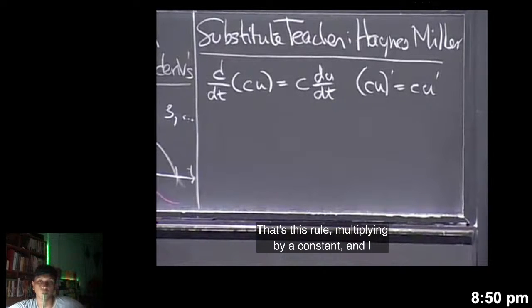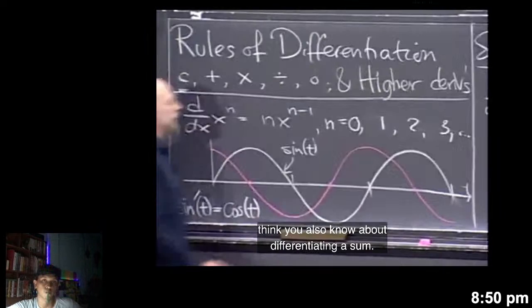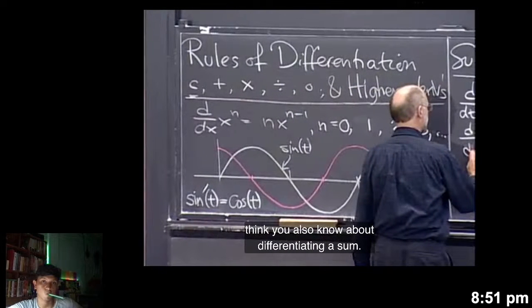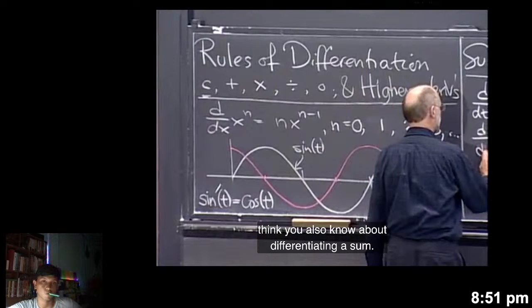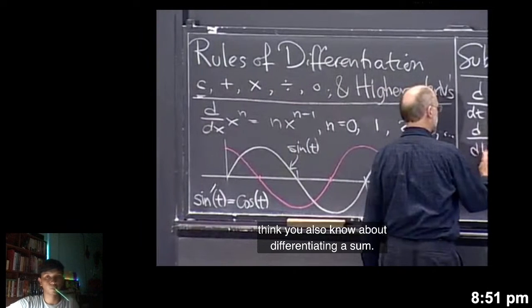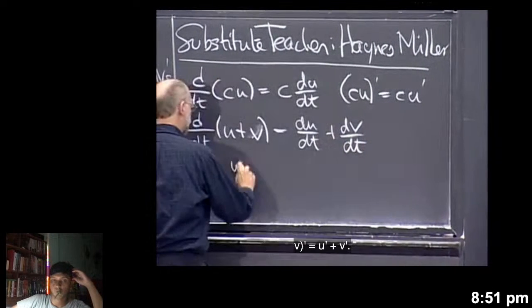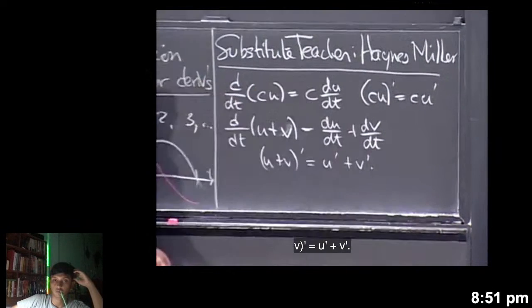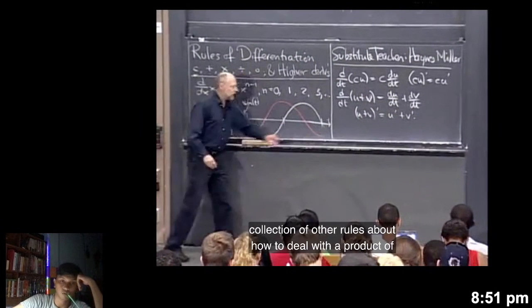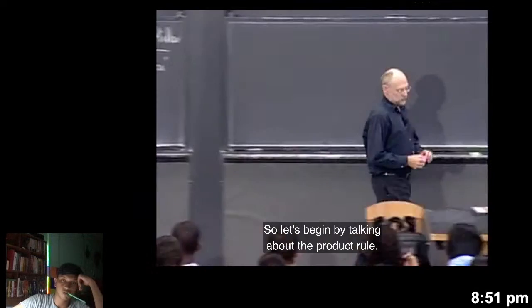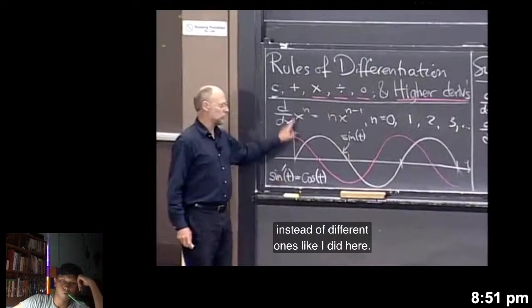Multiplying by a constant. And I think you also know about differentiating the sum. Or I could write this as u plus v prime is u prime plus v prime. So I'm going to be using those, but today I'll talk about a collection of other rules about how to deal with it. So let's begin by talking about the product of functions. So the first function is x to the n, and the second one is sine of x, and we're going to apply this rule.